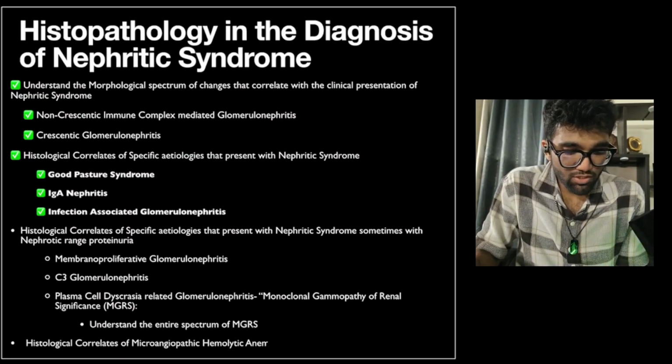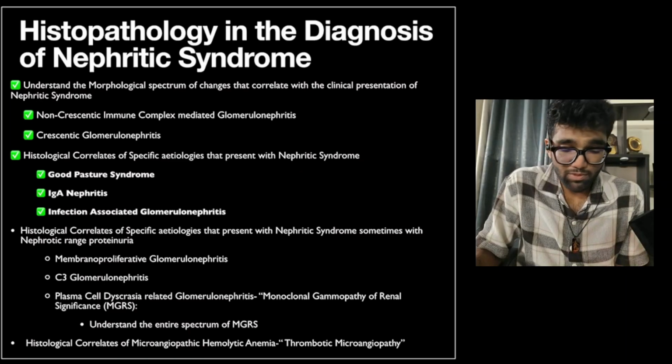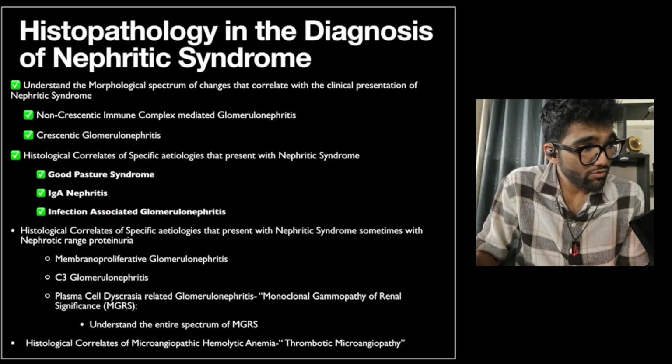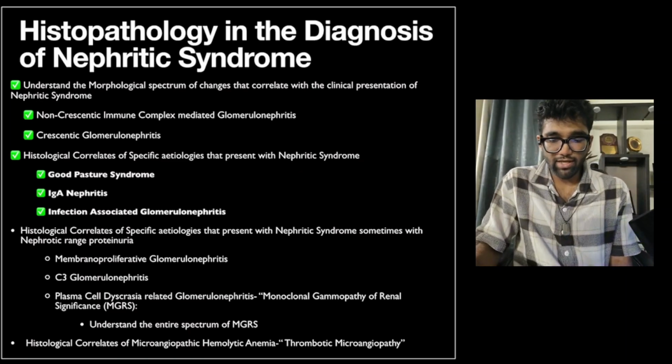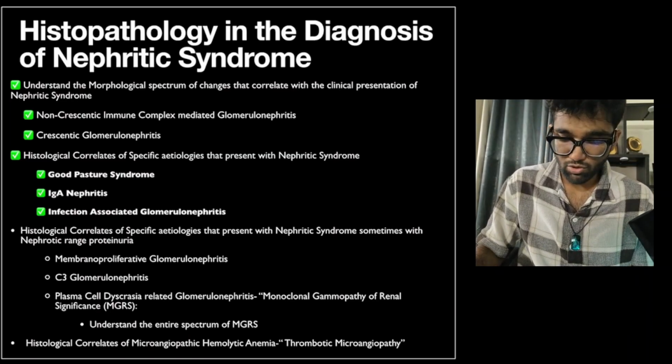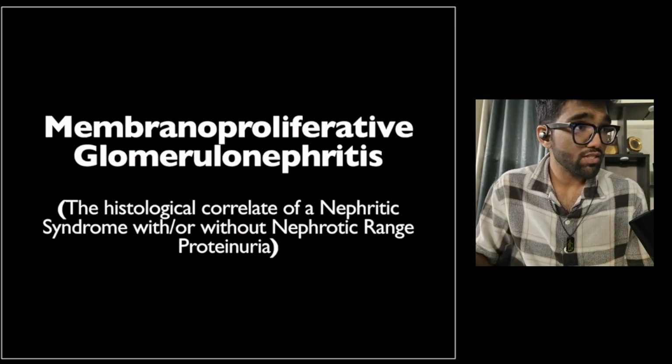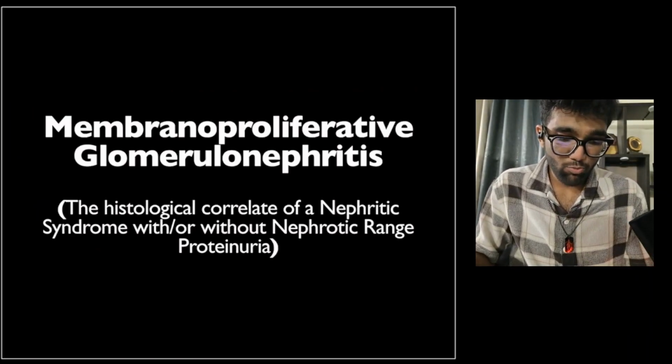The final part of the talk will be understanding the histological correlates of microangiopathic hemolytic anemia. That would be your thrombotic microangiopathy. So let's start off with membranoproliferative glomerulonephritis.